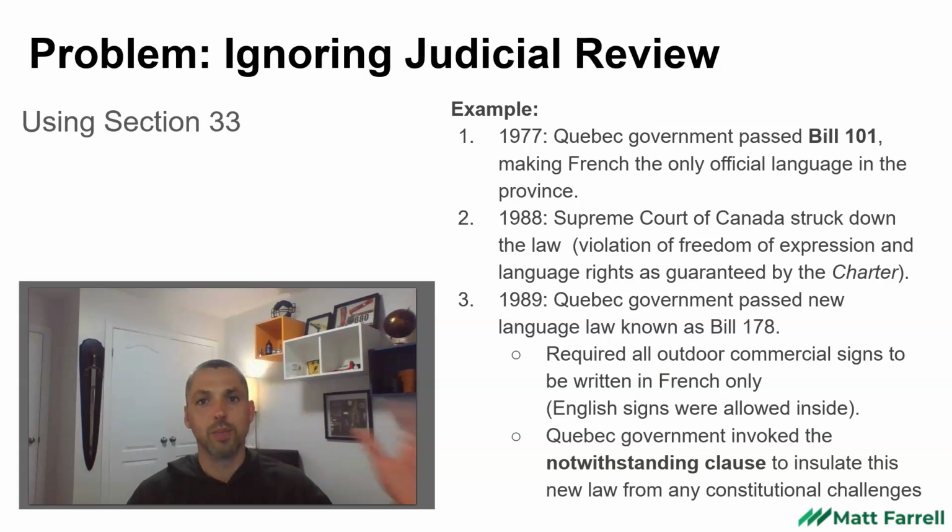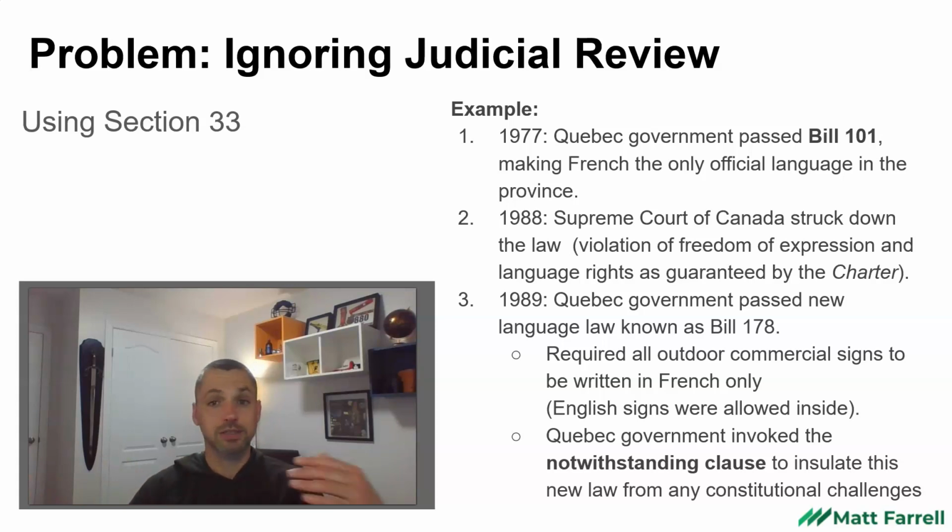In 1977, the Quebec government passed a law, Bill 101, making French the official language in the province. English was illegal, essentially. Pre-Charter, 1977. However, after 1982, and we have the Charter, that can potentially infringe upon people's language rights. And sure enough, somebody brought a case before the court, and by 1988 the Supreme Court struck down Bill 101 as being an unconstitutional limitation of people's language rights.